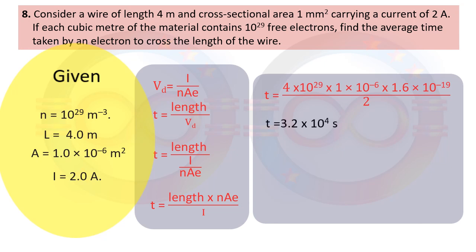ampere. On simplifying, we get T equal to 3.2 into 10 raised to 4 seconds, or 32,000 seconds, or 32,000 upon 3600 hours. Finally in hours we get 8.89, or 8.9 hours, is the time taken by an electron to cross 4 meter of length when the current is 2 ampere.